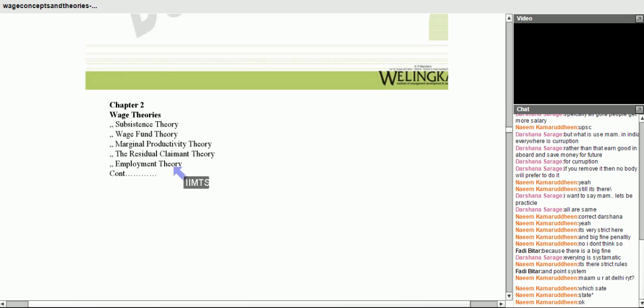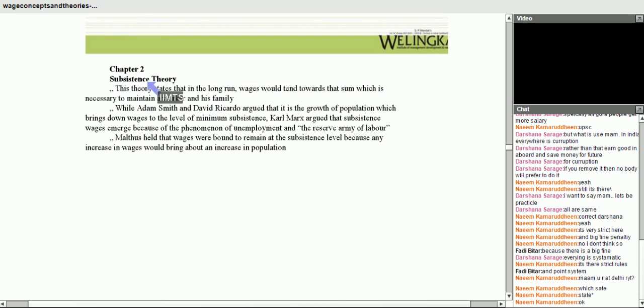Now there are certain theories which govern this concept of wage. Let's see what these are. We'll not see them in too much detail. They are not too difficult, and not too important either. The first one is the subsistence theory.